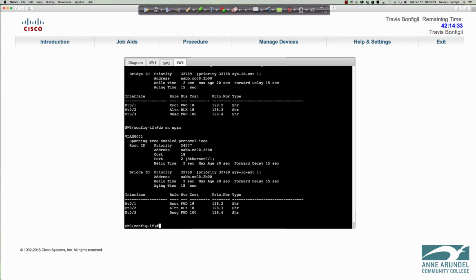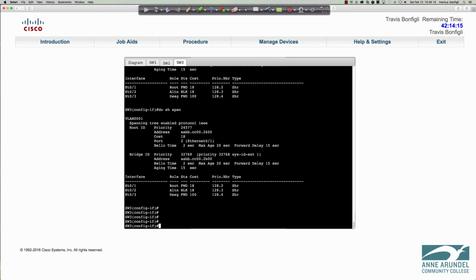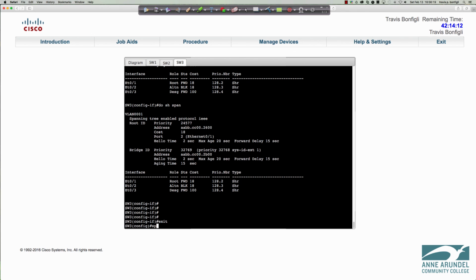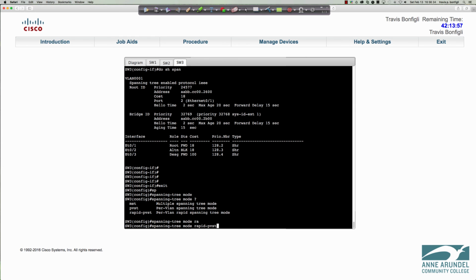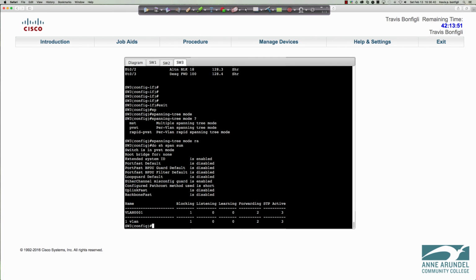All right, so to wrap this activity up, what they've got us doing is now we're going to go ahead and transition to rapid spanning tree. And this is a good place to stop because, again, we're not covering rapid spanning tree this week, but let's go ahead and say spanning tree mode. I'll do a question mark. You can see there's only 3 modes we can choose from. It's MST, which is multiple spanning tree, PVST, which is per VLAN spanning tree, and rapid PVST. So we want to say, and actually before we do that, let me say do show spanning tree summary, because this is important.